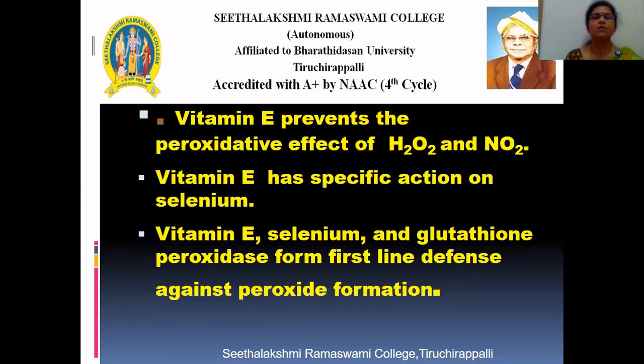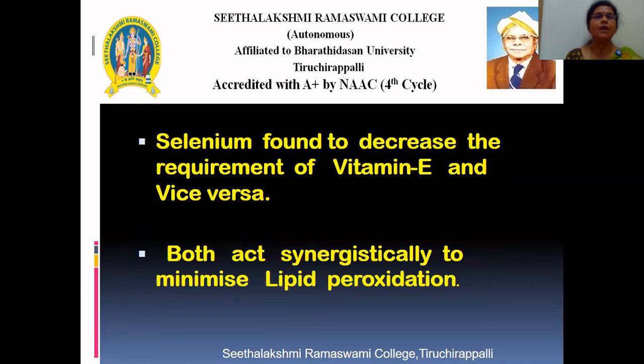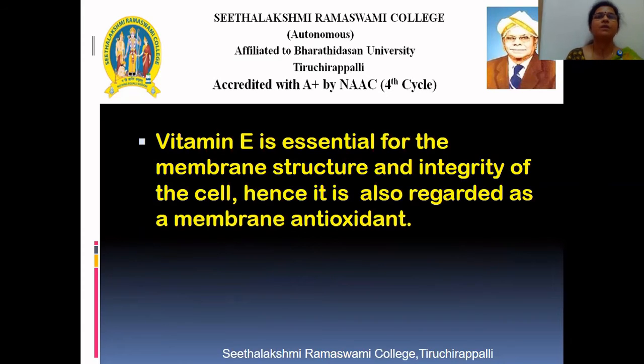Vitamin E prevents the peroxidation effect of hydrogen peroxide and nitrogen dioxide. Vitamin E has a specific action with selenium. Vitamin E, selenium, and glutathione peroxidase form the first line of defense mechanism against peroxide formation. Selenium is found to decrease the requirement of vitamin E and vice versa. Both act synergistically to minimize lipid peroxidation. Vitamin E is essential for the membrane structure and integrity of the cell, and hence it is also regarded as a membrane antioxidant.